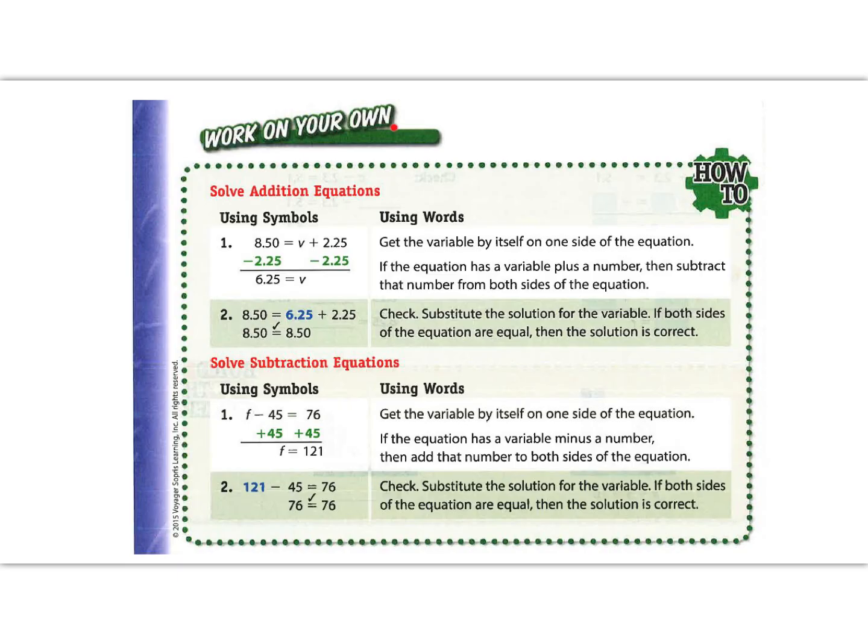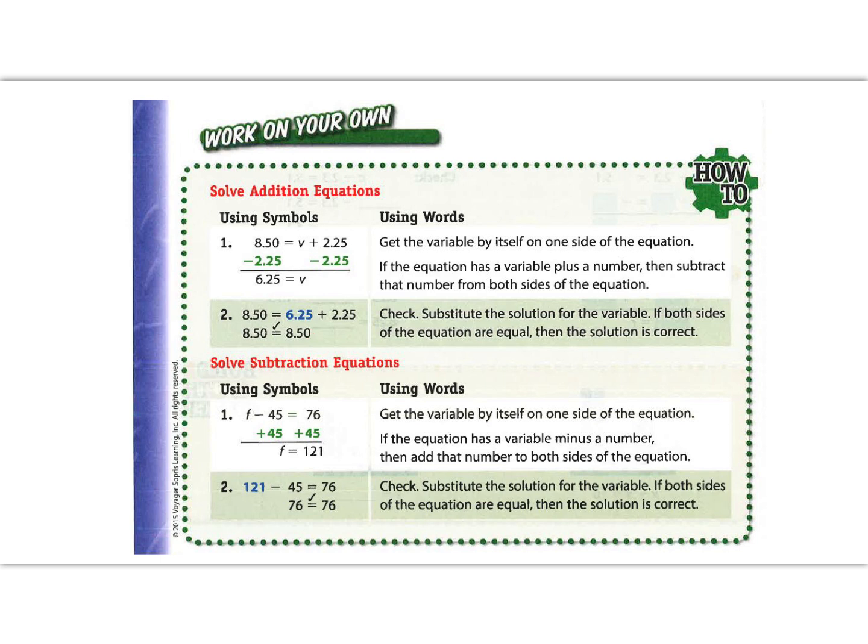Okay. So before you work on your own, you're going to solve addition equations and subtraction equations. So here's what it looks like. 8.50 equals v plus 2.25. You need to get the variable by itself on one side of the equation. If the equation has a variable plus a number, then subtract that number from both sides like we've been doing in the problems. So we subtract 2.25 from both sides because then that gets v by itself. Then you check. Substitute the solution for the variable. If both sides of the equation are equal, then the solution is correct.